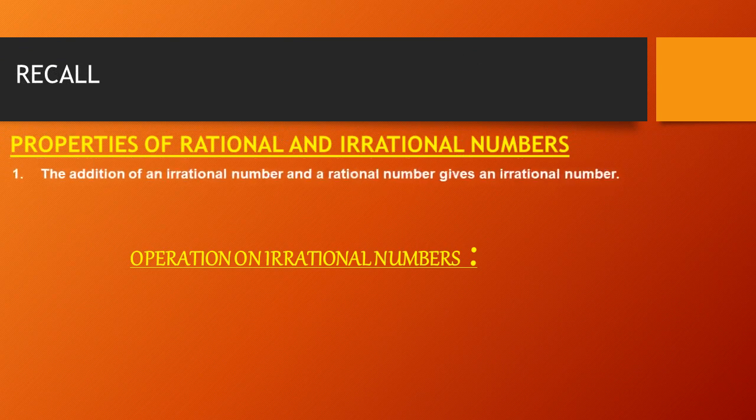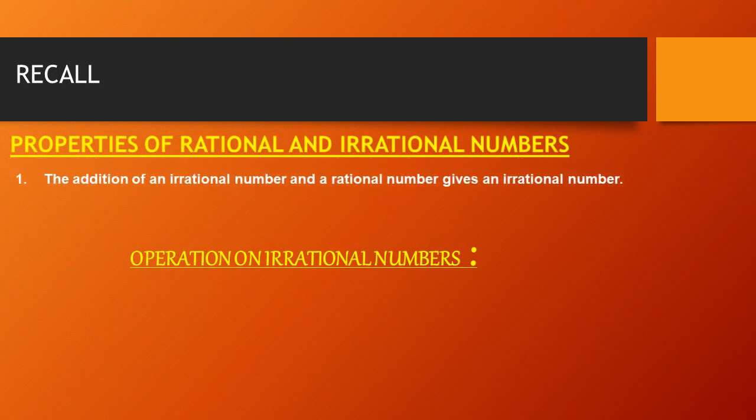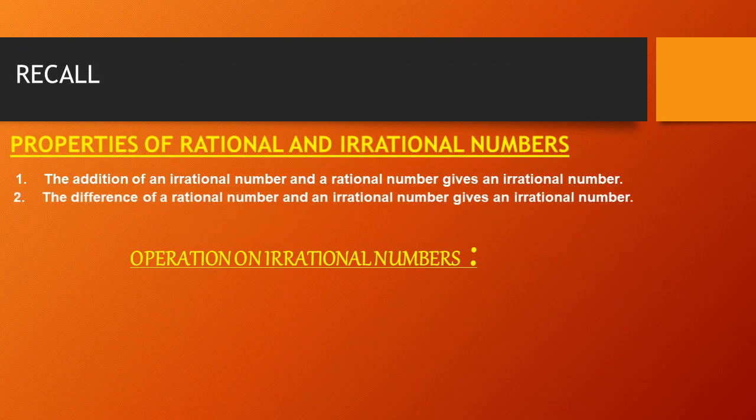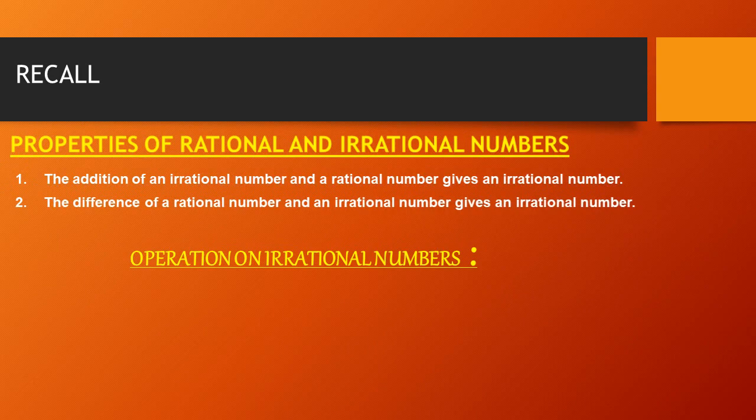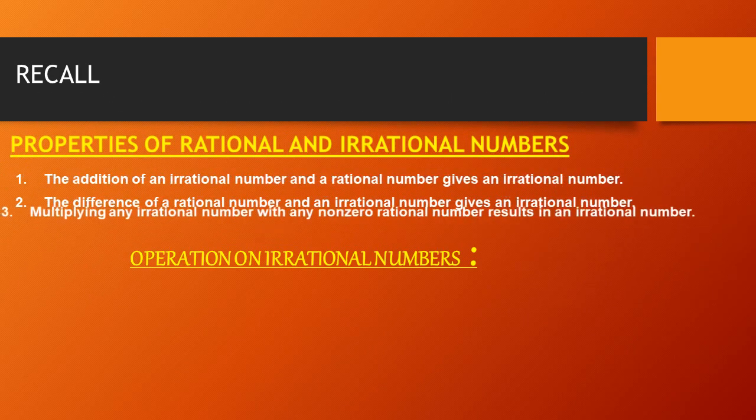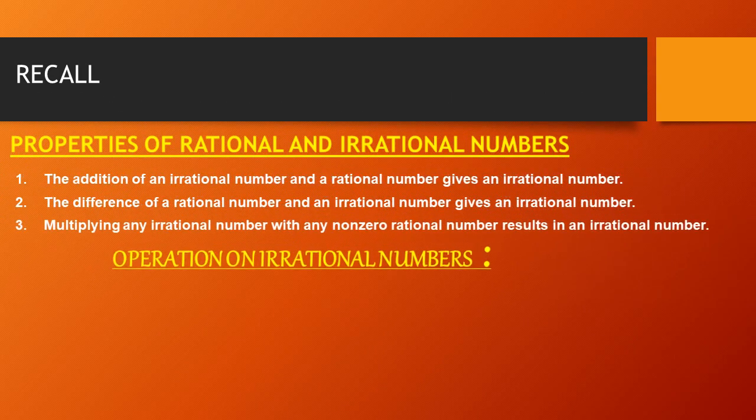First we can look at the properties of rational and irrational numbers, that is, the addition of an irrational number and a rational number gives an irrational number. The difference of a rational number and an irrational number gives an irrational number. Multiplying any irrational number with any non-zero rational number results in an irrational number.